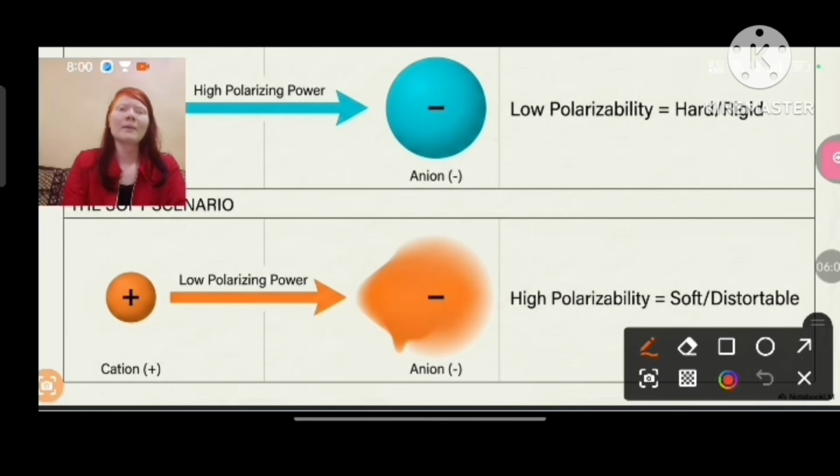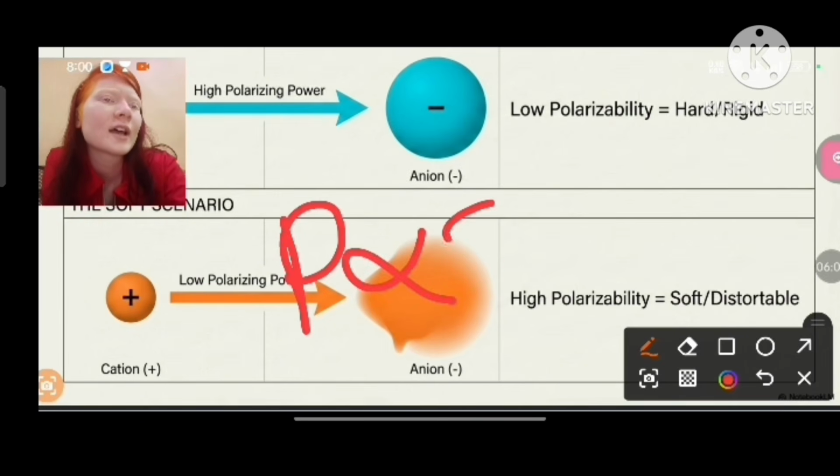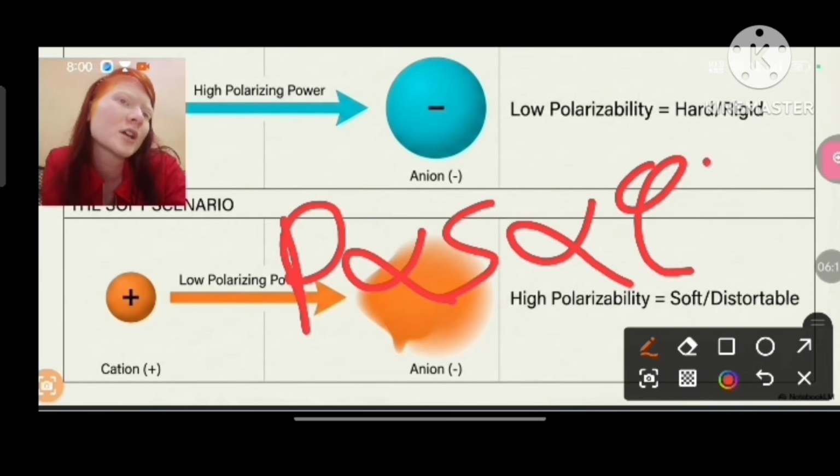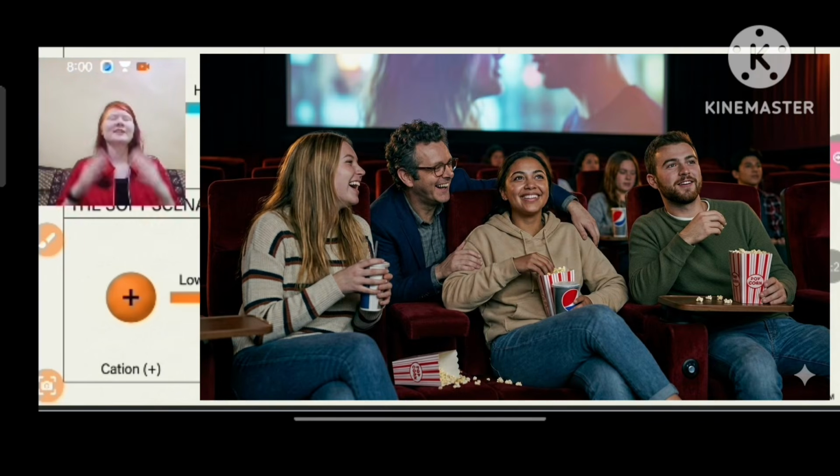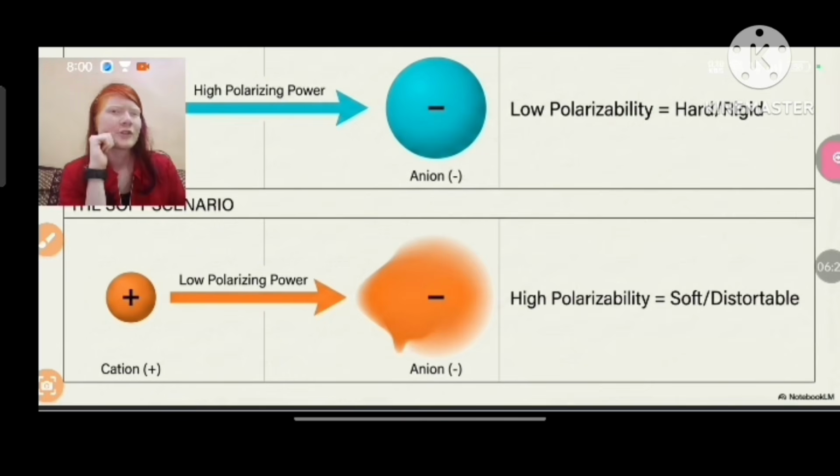Now the second concept, polarizability. It is the ability of an anion to be distorted towards a cation. So it is directly proportional to the size and directly proportional to the charge density. Imagine yourself sitting in a cinema hall. Would you like to watch the movie alone, or would you like to enjoy it with your friends? What will be your answer? Of course, with your friends. So the more the charge density, the more the polarizability.